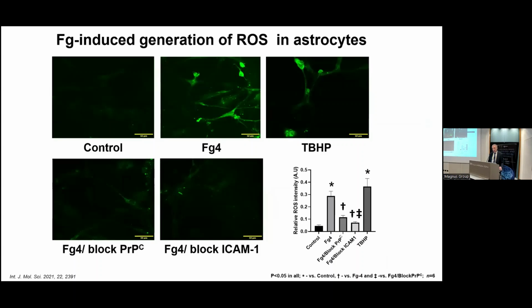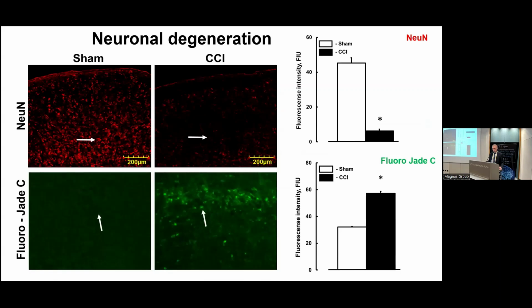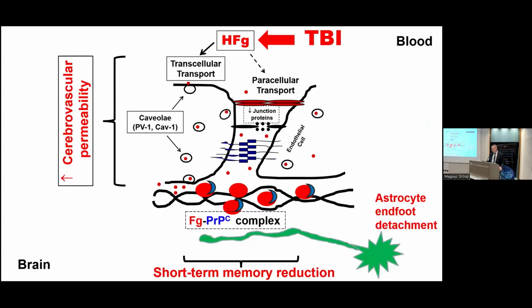It causes an increase in ROS in astrocytes, and causes neurodegeneration as a result. And this is the depiction of some mechanisms of that. So we have TBI that causes hyperfibrinogenemia, increases transcellular transport, then fibrinogen comes out, binds to cellular prion protein, and forms a complex, which is very difficult to digest by any digestive systems, for example, plasminogen or plasmin. Then it sits in between the vessel and astrocyte and causes short-term memory changes.